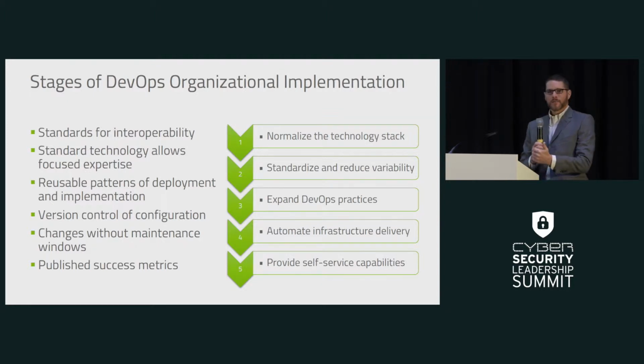In order to get DevOps working, what do we need to do? Well, we need to start by using the same technology. If we use fragmented technology, then it takes us longer and increases our complexity. So normalizing the technology stack allows us to all be speaking the same language, using the same tools. Standardizing on this reduces the variability in what we deploy and the problems that we face.